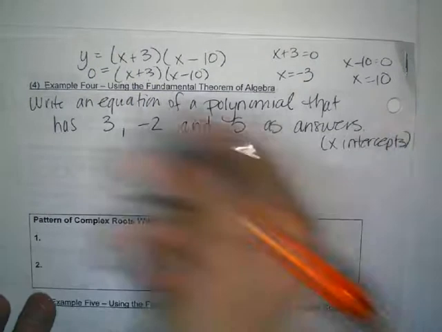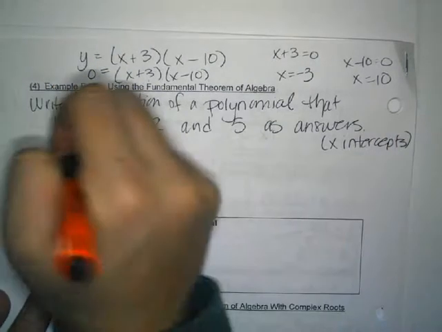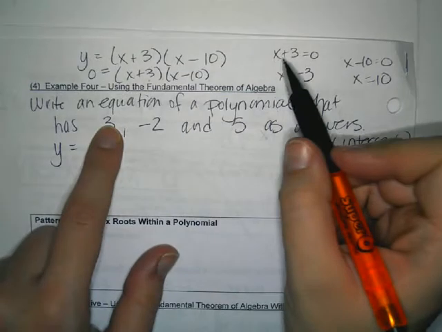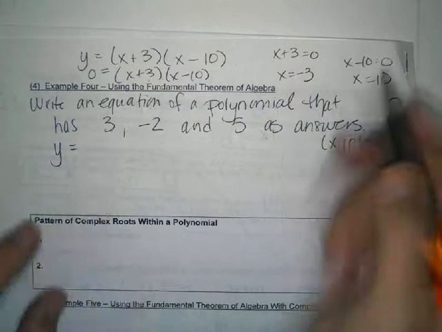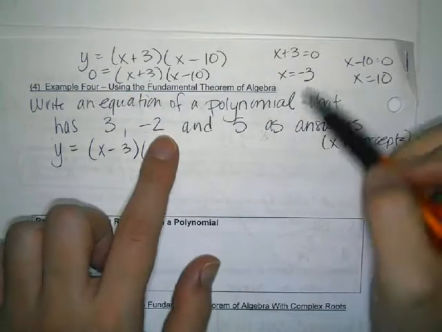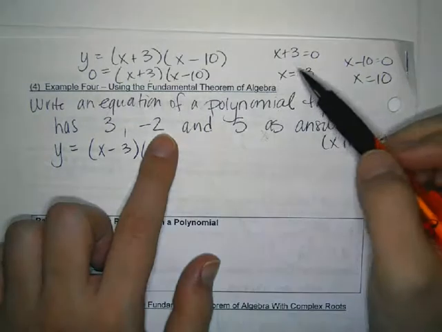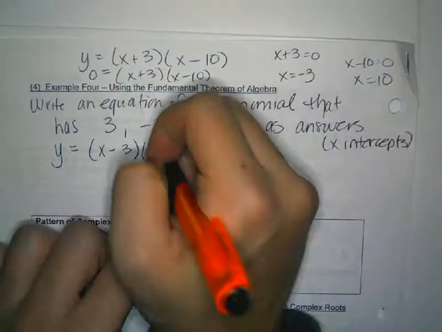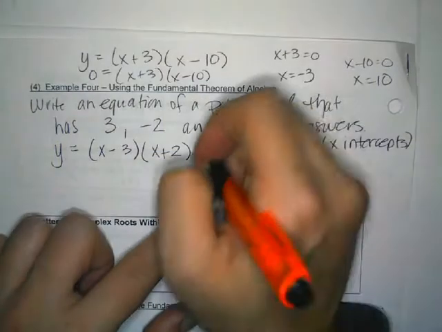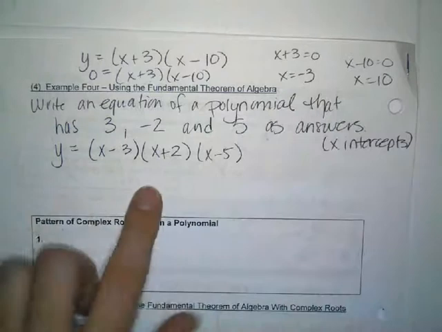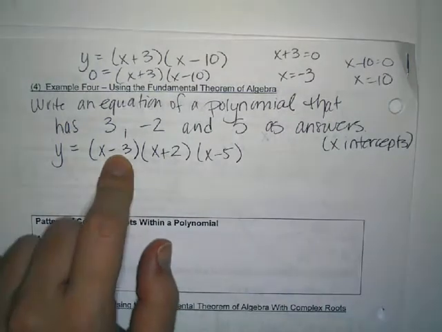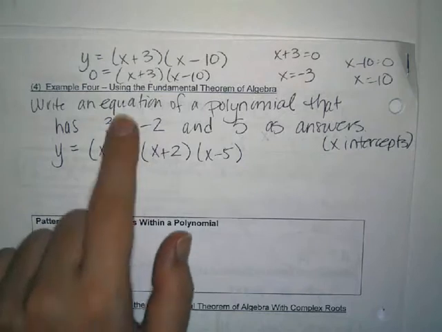So I know this is going to be an equation, so I'm going to have y equals. In order to get 3 as an answer, I would have to have x minus 3 as my factor, so that's what I'm going to start with. In order to get -2 as an answer, I would have to have x plus 2 as my factor. In order to get 5 as an answer, I'd have to have x minus 5. You can always double check your work by seeing, okay, if I set that equal to 0, then I get 3, I get -2, I get 5.